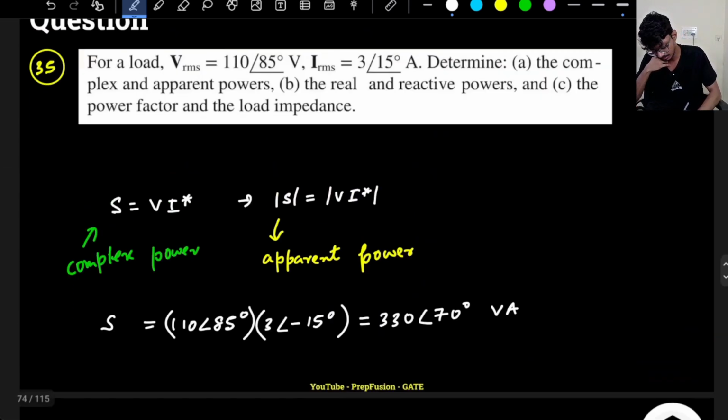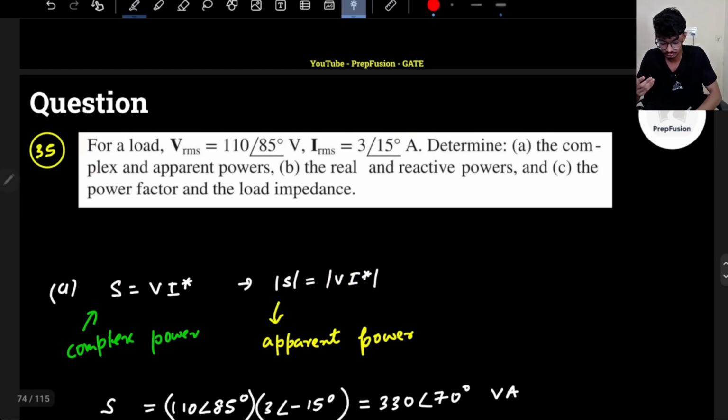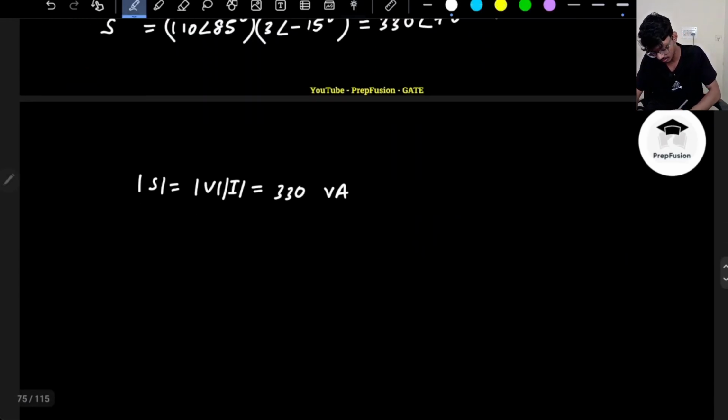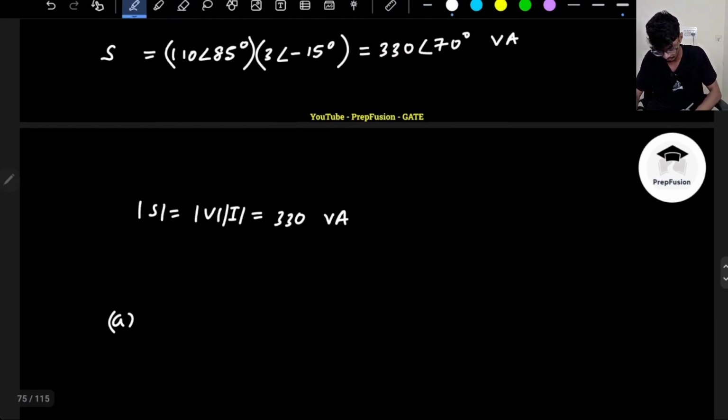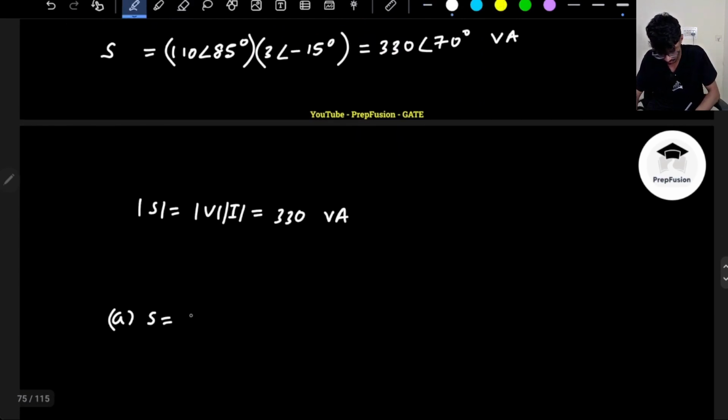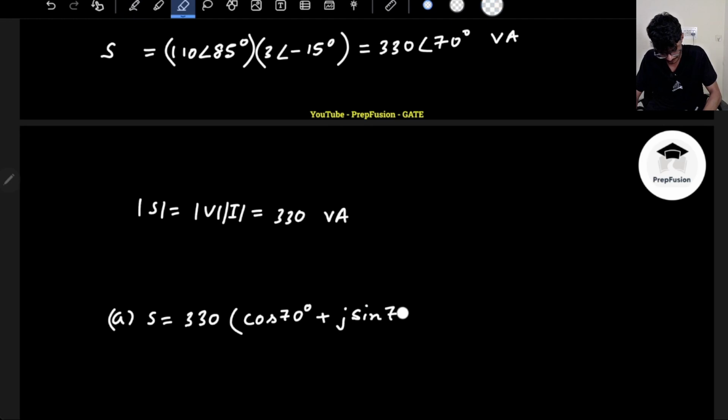This is part A. In part B, they have asked for the real and the reactive powers. So real power is what basically? If I break this down into the rectangular format, this will be 330 cos 70 degrees plus j sine 70 degrees.